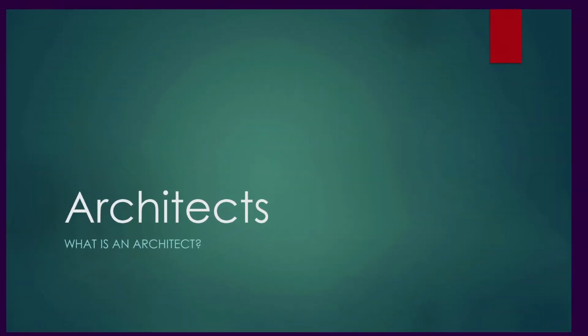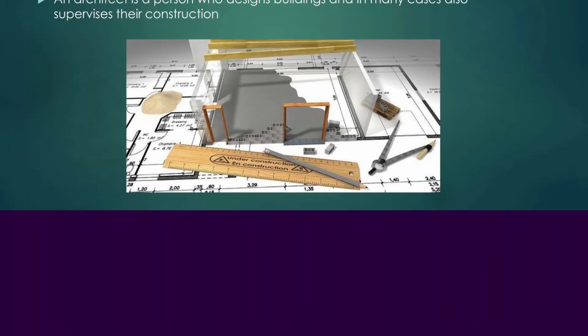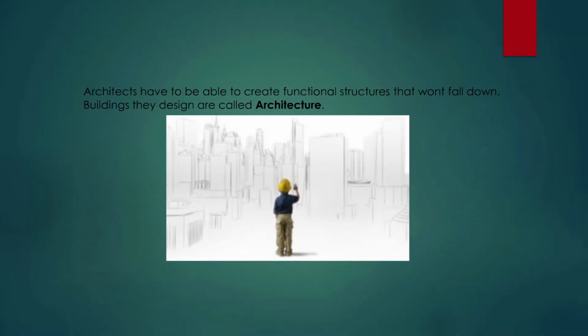So let's talk about first what an architect is. An architect is a person who designs buildings and in many cases also supervises their construction. So they would create the design for the building, and then as the building was being done, actually watch that process happening and make decisions that help the process move more efficiently.